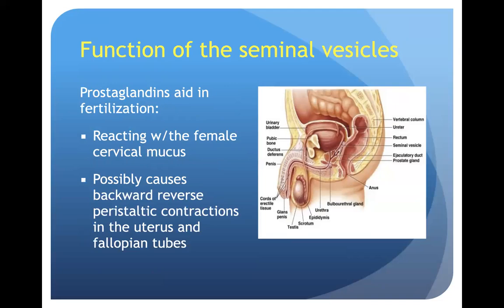So why is it important, yung prostaglandin daw? Your prostaglandin aids in fertilization by, number one, first, reacting with the female cervical mucus. So once it reacts with the female cervical mucus, it makes the environment more favorable for the sperm cell, not conducive pala. And then aside from that, it causes backward reverse peristaltic contractions in the uterus and fallopian tube.